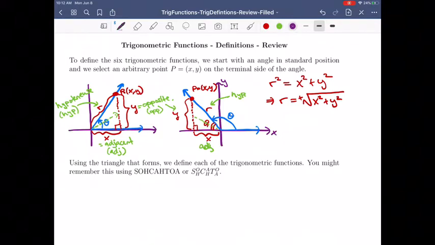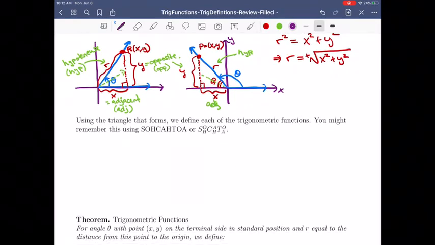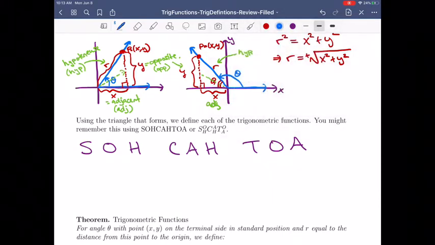So we can use this to define our trig functions. You probably remember this acronym, SOHCAHTOA. Let me just write it here. I wrote it in groups of 3 because that's how we use it. S is for sine. The sine value is the opposite side over the hypotenuse side. So that's how we compute the sine.